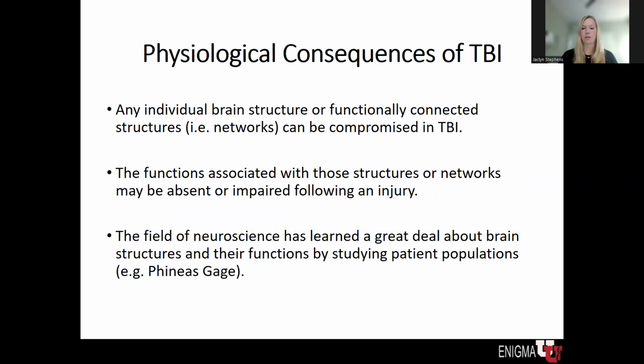The field of neuroscience has learned a great deal about brain structures and their functions from studying patient populations with TBI. A classic example that you may have heard of is Phineas Gage, who had a railroad spike that entered his eye socket and damaged his frontal lobe. Through his injury, we learned a lot about frontal lobe functions. So that's just an example of what we have learned from these unfortunate incidents.